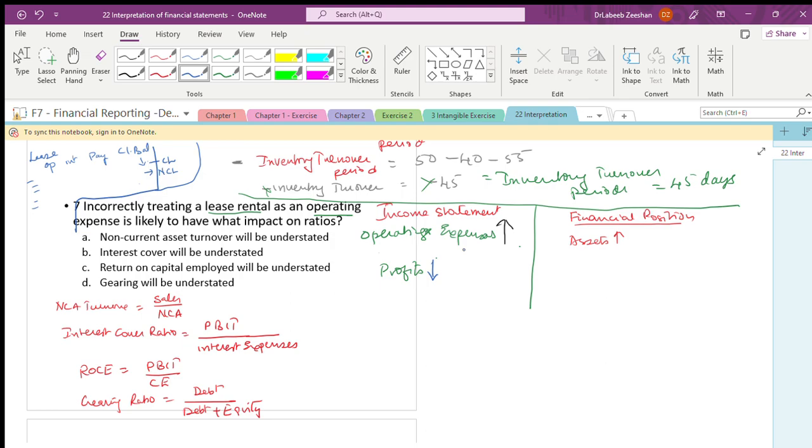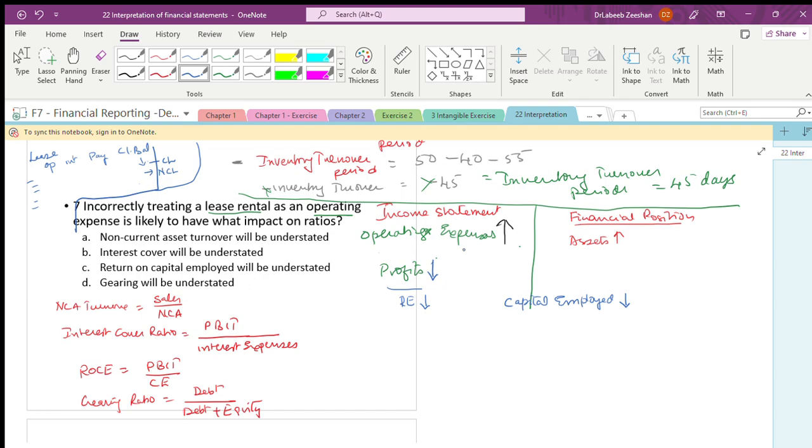Is that when profits are decreasing, what happens to the things? Your retained earnings will also decrease. Is it right? Profits are decreasing, your retained earnings will also decrease. When your retained earnings are decreasing, it will have impact on where? It will have impact on capital employed. The capital employed will also decrease.